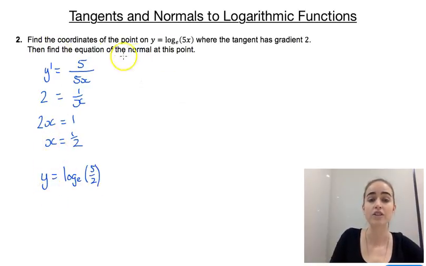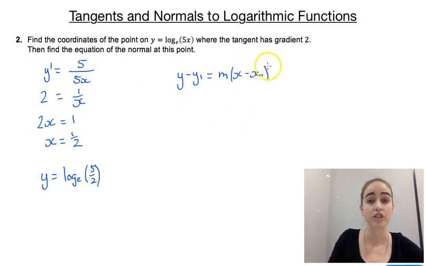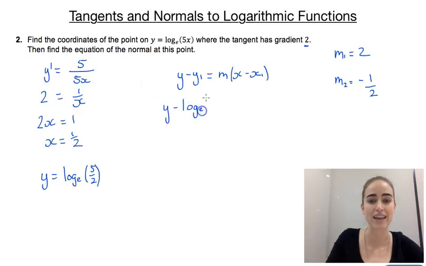Then it's asked us to find the equation of the normal at this point. So we are going to use this form again. So y minus y1 equals m outside of x minus x1. We've just found our x1 and our y1, so our half and log to the base e of 5 over 2. But we need our m. So if this gradient of the tangent is 2, then the gradient of the normal would be the negative reciprocal, so minus a half. So substituting those three things in, we would have y minus log to the base e of 5 over 2 equals minus a half outside of x minus a half.